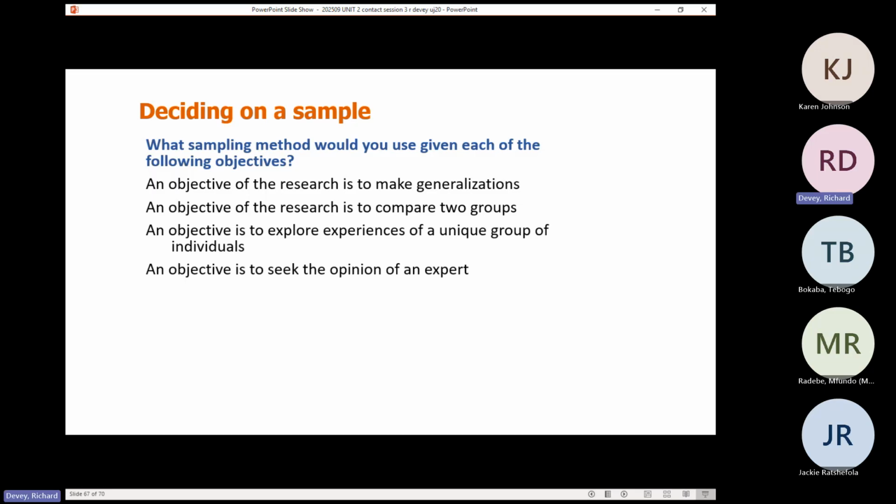Yes, great. So you'd think about using a probability method if you want to be able to generalize about a population. But bear in mind, it's also related to the sample size, so you'd have to make a link with the sample size. It's not just the method, it's also the size of the sample which would allow you to generalize.